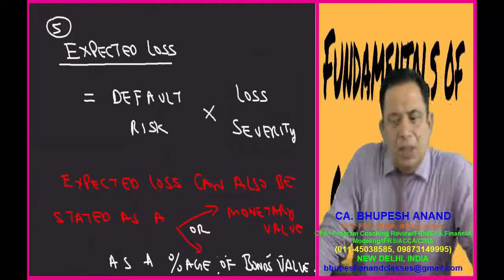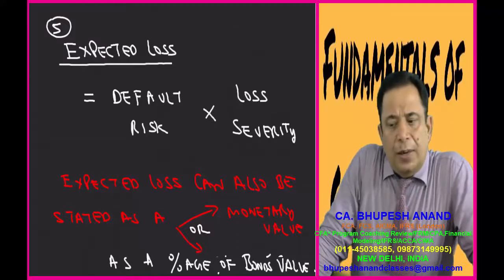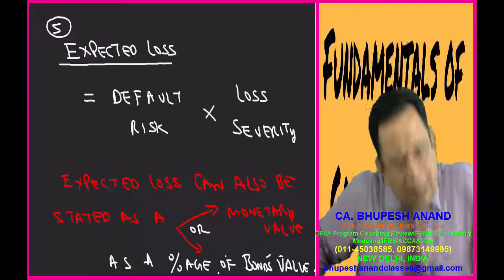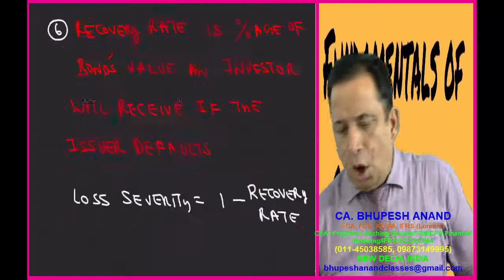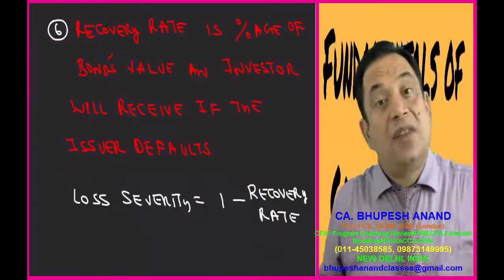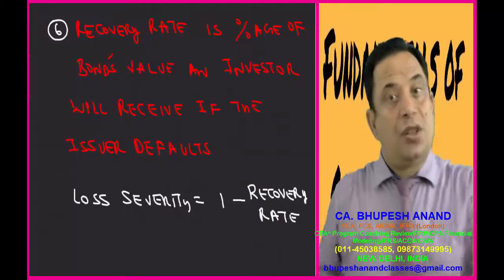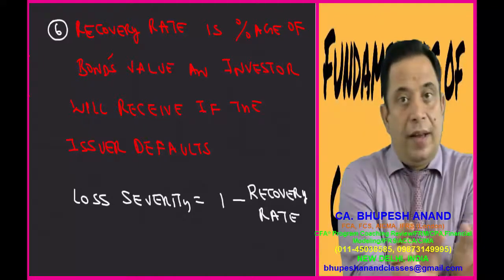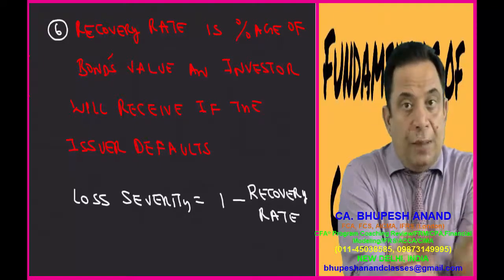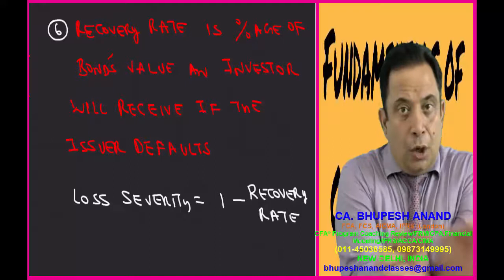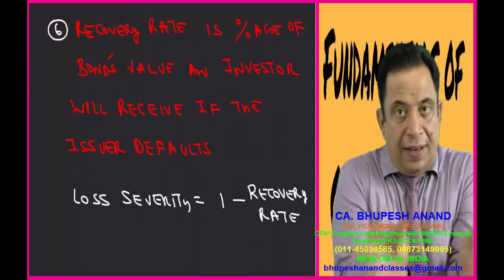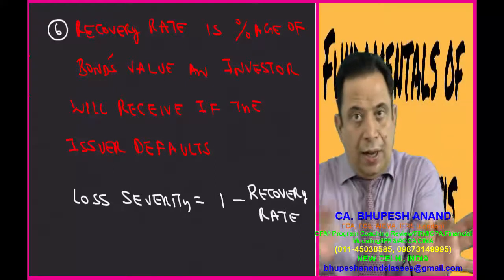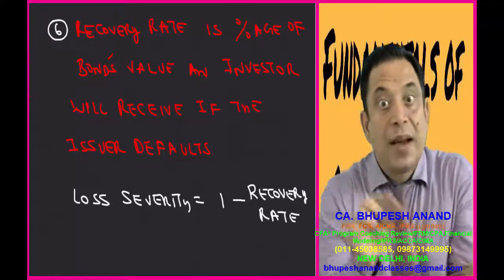So expected loss is default risk into loss severity. Expected loss can be stated either in monetary value in rupees or in percentage. Now what is the recovery rate? When I say loss severity, this is the loss. Then how much will be the recovery? It means loss severity plus recovery is equal to 100%. So I can relate them. Recovery rate is equal to 1 minus loss severity, or loss severity is equal to 1 minus recovery rate.